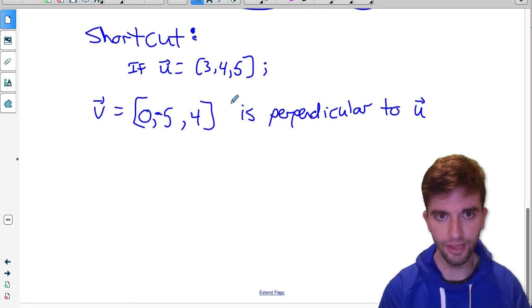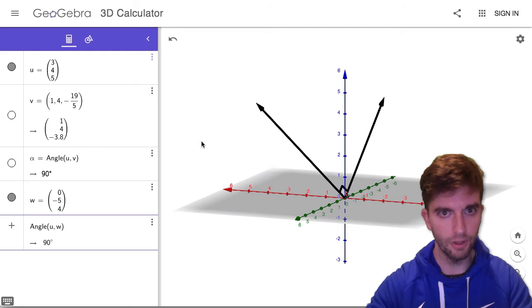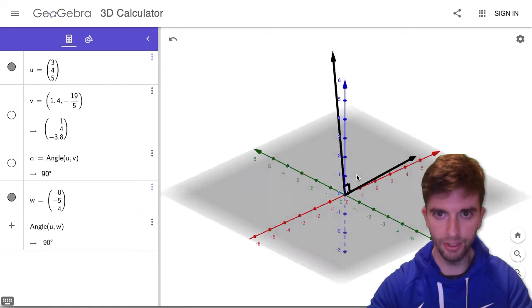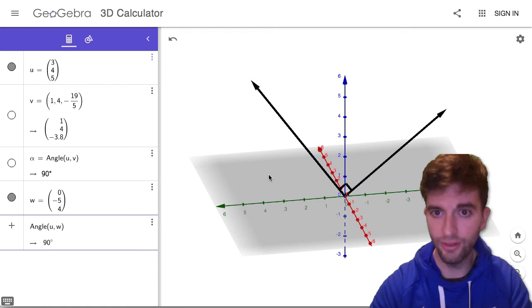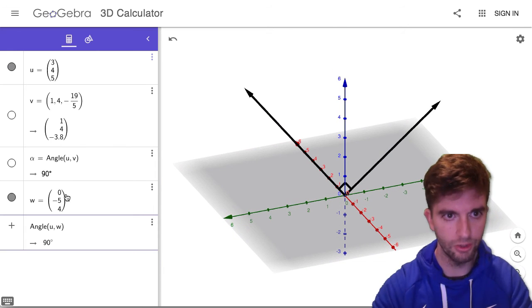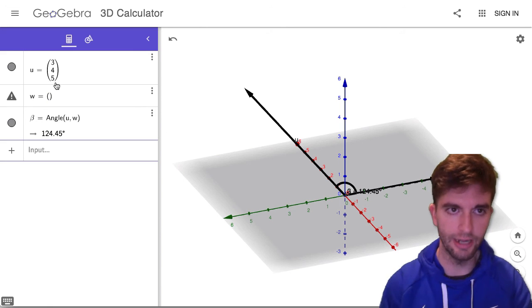Let me show you that this is perpendicular to vector u. Okay, so notice here I plotted vector u, and then my new vector, vector 0, negative 5, 4, is over here. Notice they're perpendicular as well. Like I said, there's an infinite number of vectors that are perpendicular to vector u. Let me just show you one more. So like I said, the shortcut is to make one of the components 0, swap the other two and change the sign of one of them.